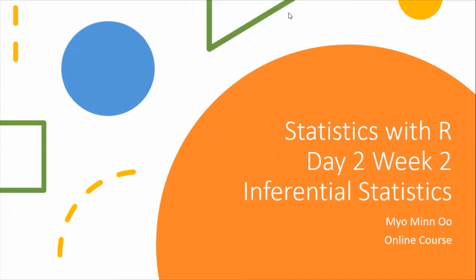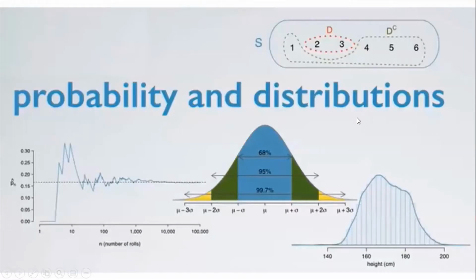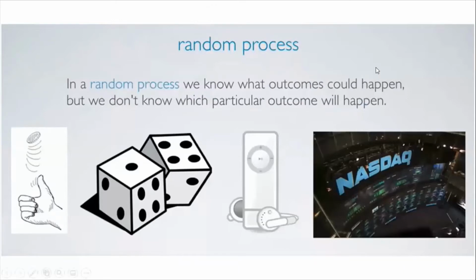Okay, so let's start. Today we will talk about probability. Before we talk about probability, we have to discuss random process. The things that happen in nature can be assumed as a natural process, even a random process.